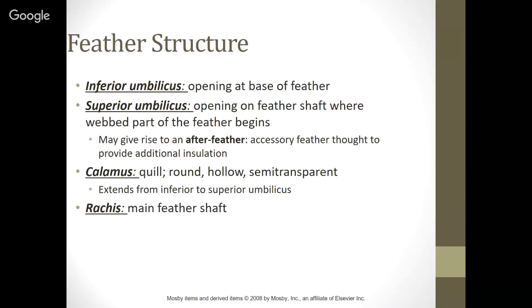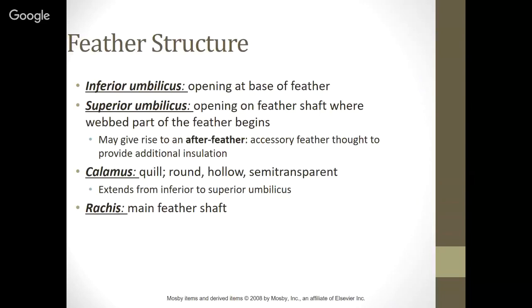The inferior umbilicus is the opening at the base of the feather, so it's at the very bottom of the feather shaft. The superior umbilicus is the opening on the feather shaft where the webbed part of the feather begins. This may give rise to an afterfeather, which is an accessory feather that's thought to provide additional insulation. Right where the feather begins, if we see a little tiny accessory feather, that will help to provide insulation.